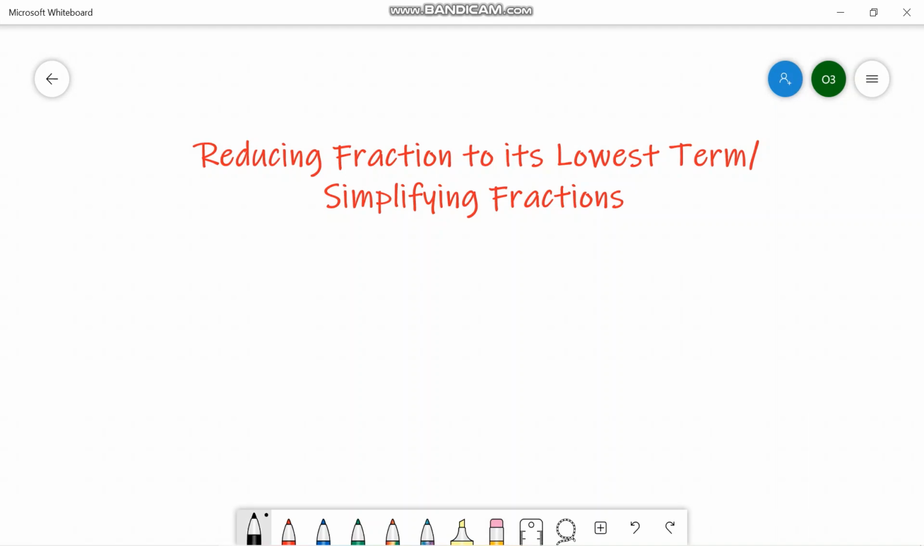So there are two steps on how to simplify fractions. Number one is to find the highest common factor of the numerator and denominator. Number two is to divide both the numerator and denominator by that highest common factor.